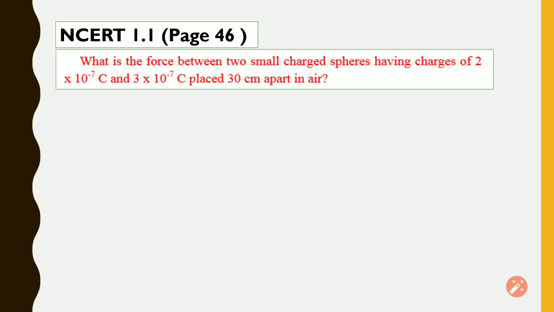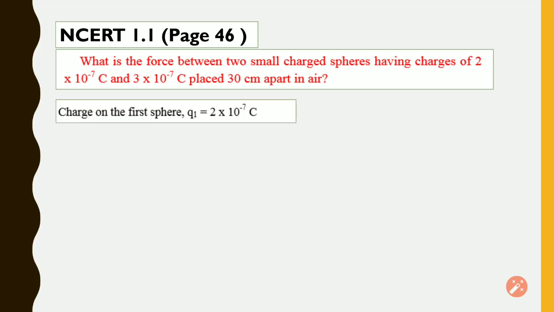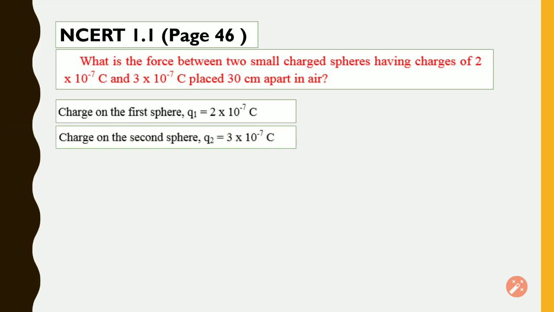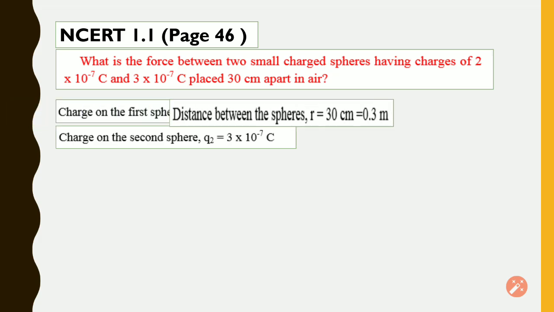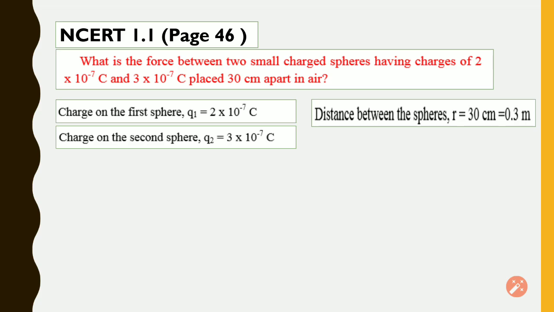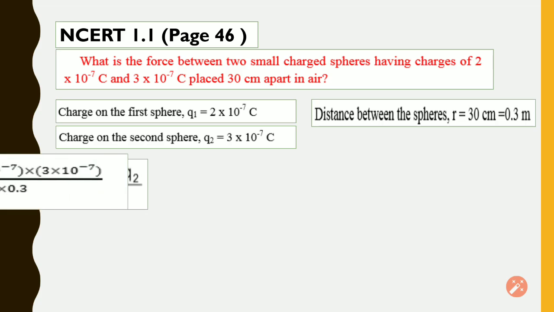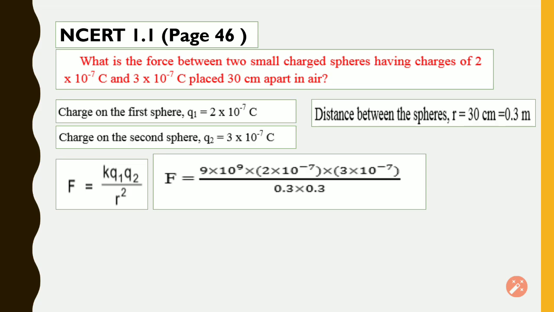Come on, let's move into the solution. First charge Q1 is equal to 2 into 10 to the power minus 7 coulomb. Next charge is Q2, 3 into 10 to the power minus 7 coulomb, and the distance between them is R equals 30 centimeter. I have taken it as 0.3 meter right now, but you have to write it as 3 into 10 to the power minus 1 meter. When the distance is in centimeter, just multiply it by 10 to the power minus 2. Okay, you know this thing. Now apply the formula. Just put the values of K, Q1, Q2 and R. You will get the result.